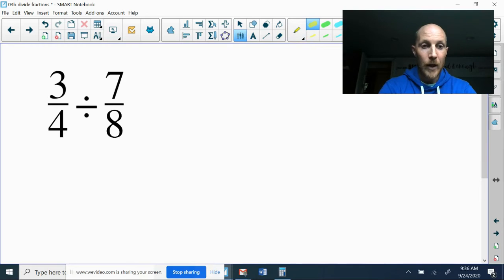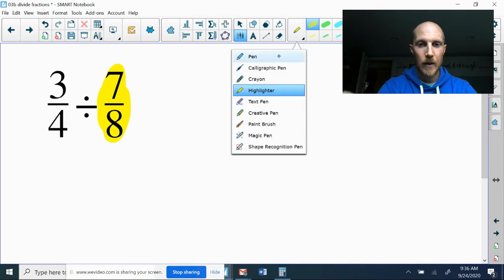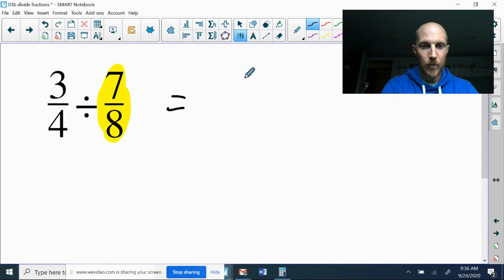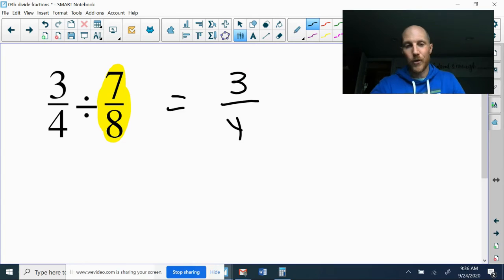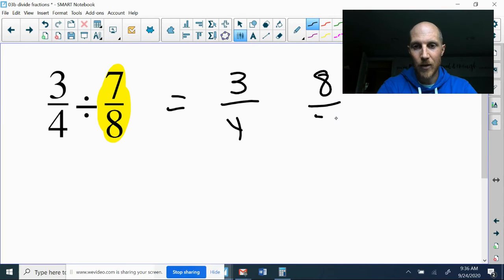So the second fraction, 7/8. That's the one we're going to have to do the reciprocal of. So this problem is going to turn into 3/4. That part doesn't turn into anything. 3/4 stays the same. That's the first fraction. The second one I'm going to flip. So instead of 7/8, it's going to be 8/7. And now, instead of writing this as a division problem, it's going to be a multiplication problem, right?